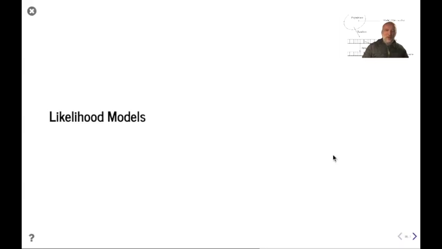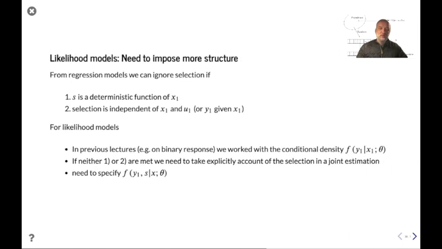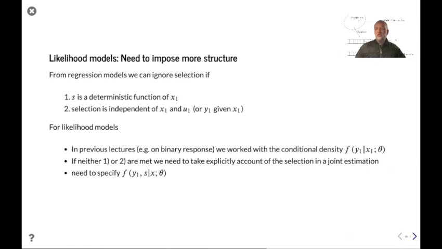Okay, so we're now ready to do likelihood models. Now we're not doing the Heckman two-step where we do linear regression in one of the equations. We're going to work with maximizing likelihood functions or partial likelihood functions for both the structural equation of interest and the selection equation. So this means that we need to impose more structure.